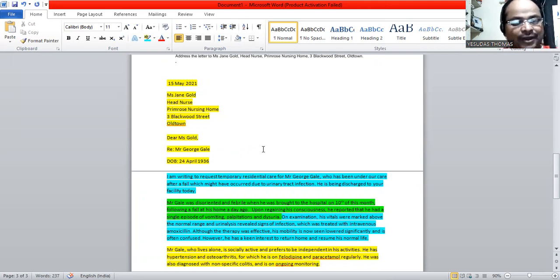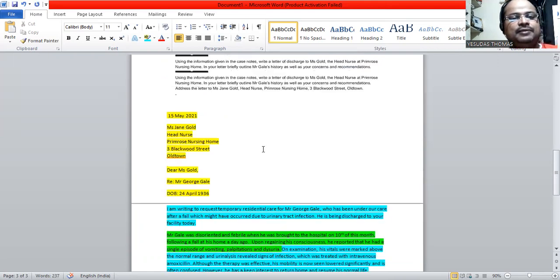Now, although the antibiotic therapy which you have initiated was effective, his mobility is now seen lowered significantly. Now, the antibiotic therapy was found good. He responded to it positively, but he has lost his mobility significantly. He's lowered his mobility significantly, and is often confused. Now we have on and off confusions. Episodes of confusion are still there.